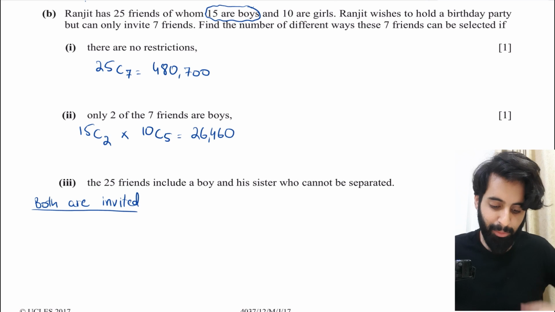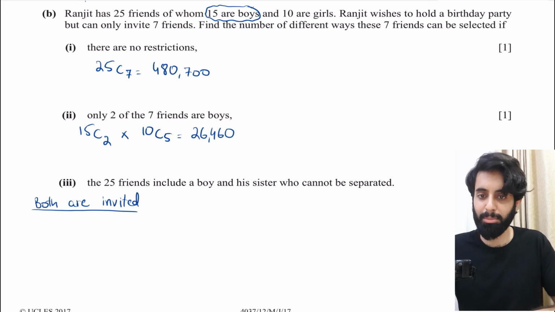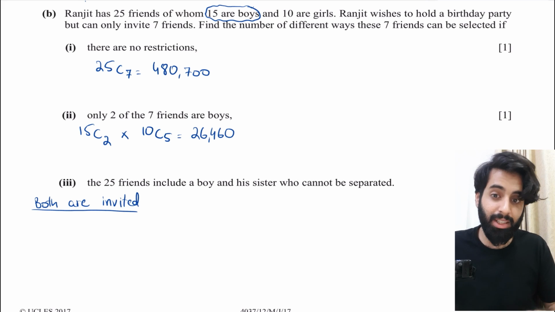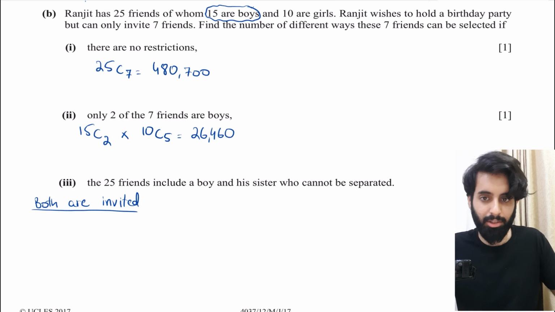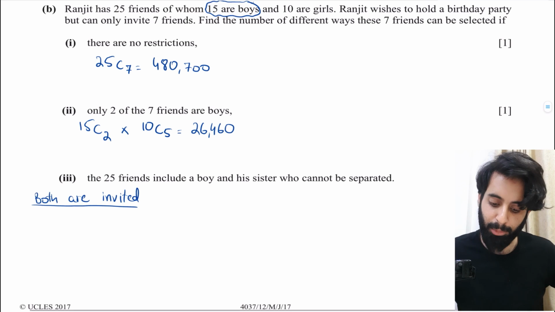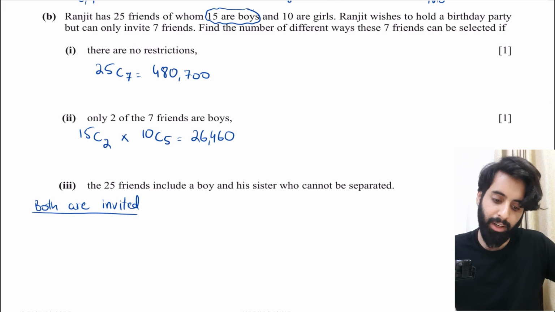Now remember, when it says cannot be separated, it doesn't necessarily mean that they have to be at that particular event or situation, or that they have to be selected. It means that if they're selected, both of them are going to be selected, or if one is not selected, the other is also not going to be selected. So if both are invited, he doesn't need to worry about all 7 of them anymore. He just needs to worry about the remaining 5.